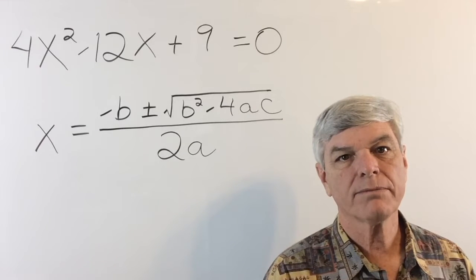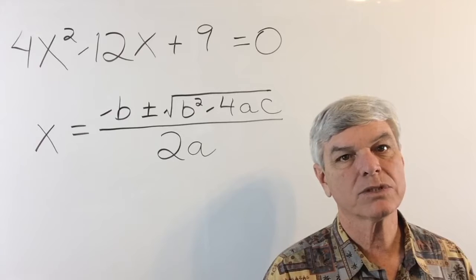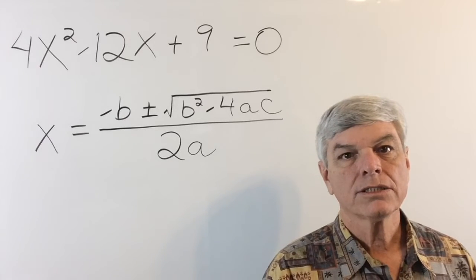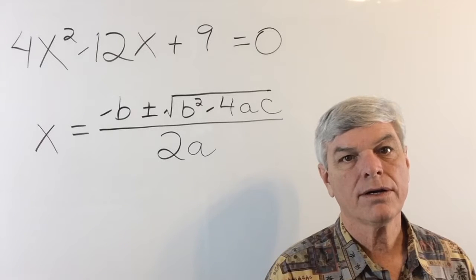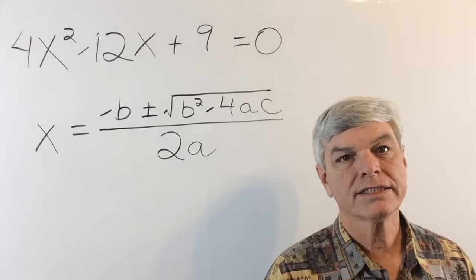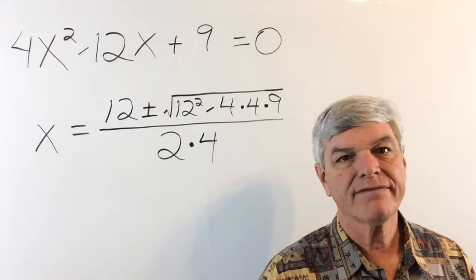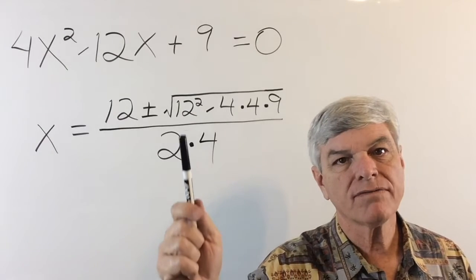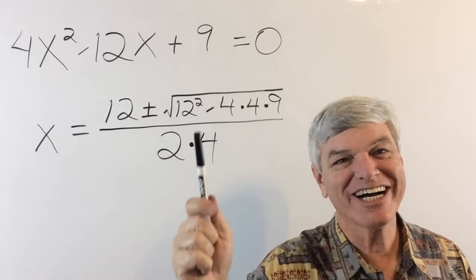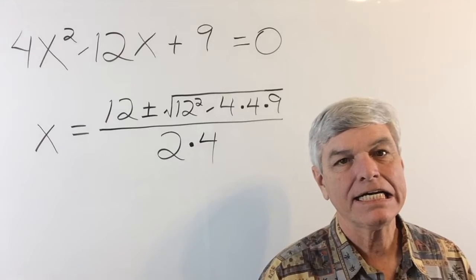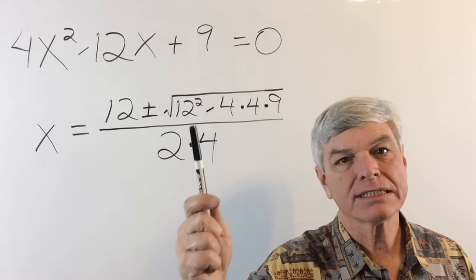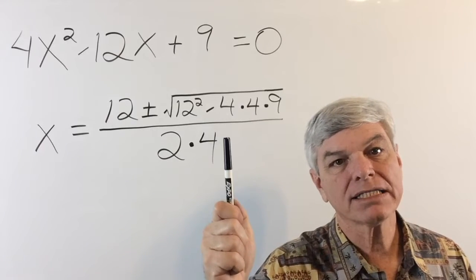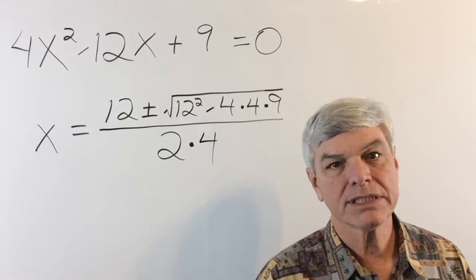There you go. We have 4x squared minus 12x plus 9 equals 0. So why don't we take a, b, and c. A is 4, b is negative 12, and c is 9, and insert them into our formula. Okay, negative 12 is positive 12, and negative 12 squared. I didn't put the negative there again. You can if you want. Probably should, but it's going to be the same result. Minus 4 times 9.